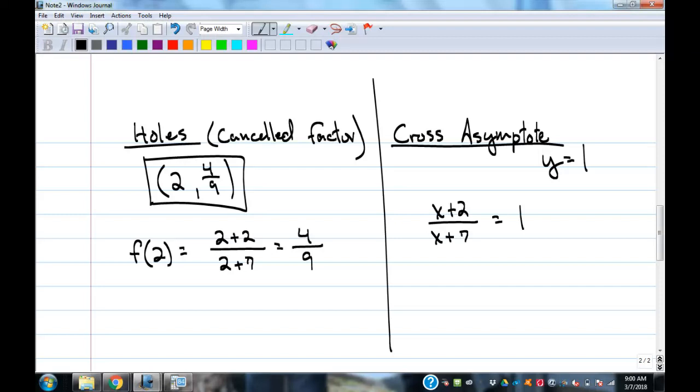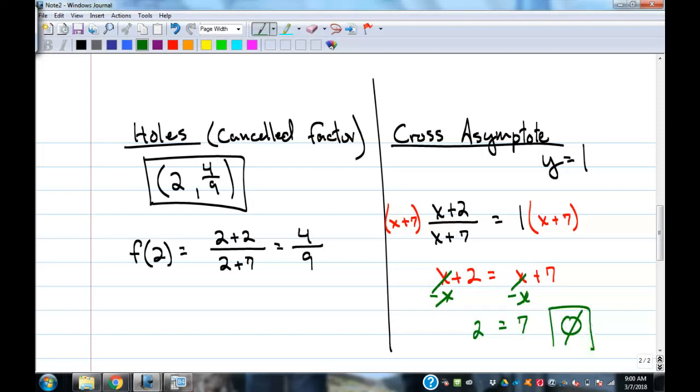How do we solve that? I'm going to do what y'all did to get the x-intercept. I'm going to multiply by x plus 7. It's not as nice here because you got something else to do. So we get x plus 2 equals 1 times x is x, 1 times 7 is 7. And then we try to solve that. If I try to get my like terms together and I subtract x, what happens? I get 2 equals 7, which is no solution.